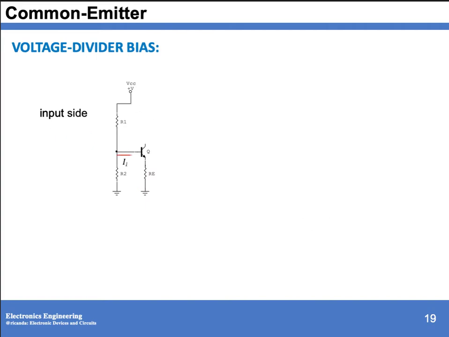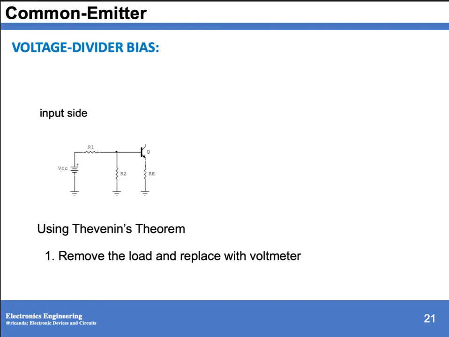At the input side, this will be our circuit. So we have two branches of resistance going to your base terminal. So we have to apply, this time, Thevenin's theorem. In Thevenin's theorem, the first step is we have to remove the load and replace it with a voltmeter.